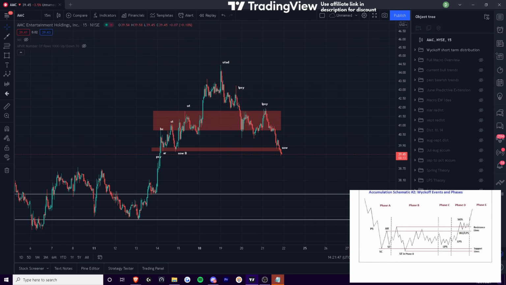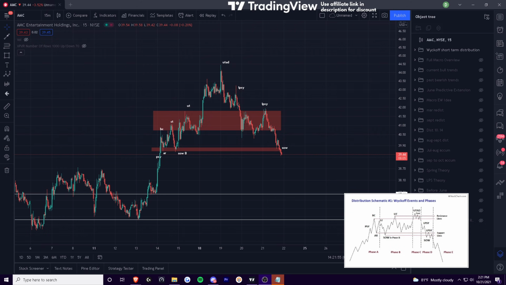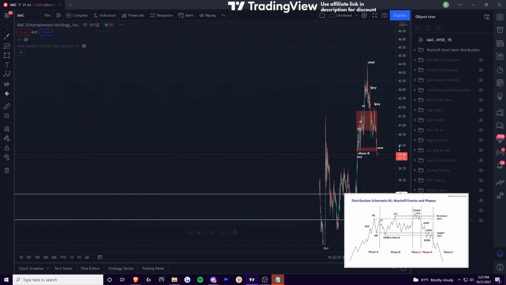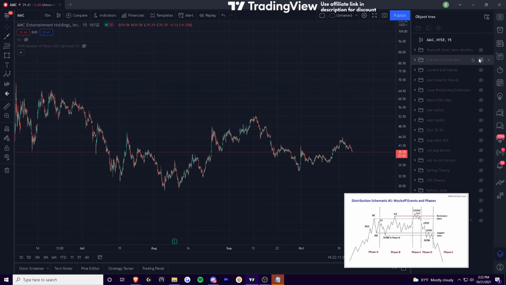It's not perfect. And again, let me bring up the distribution. There are two schematics, but just use it as a relative guide. Don't think about it as having to be exact. The basic idea is the composite man, the market maker, the whale, is trying to exit their positions at this range. That doesn't mean in general that they want to exit their positions. I still believe on a macro perspective that, and that was for another video.